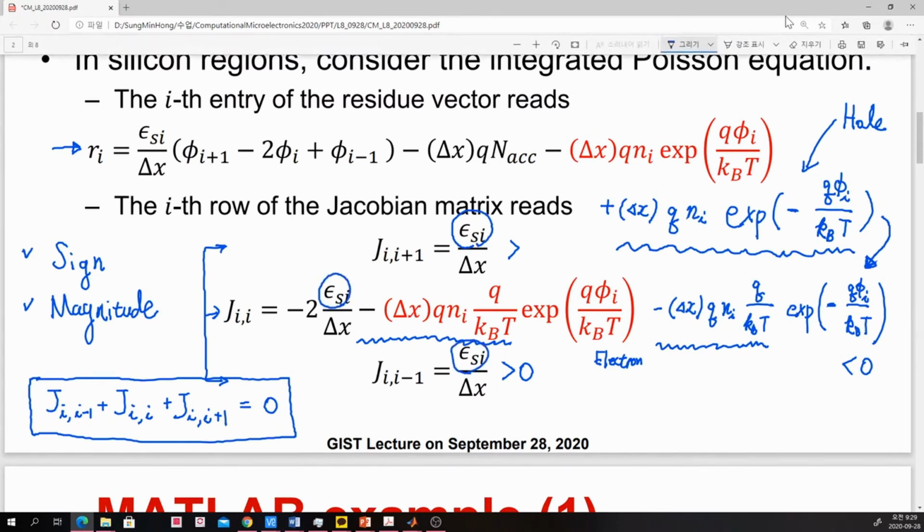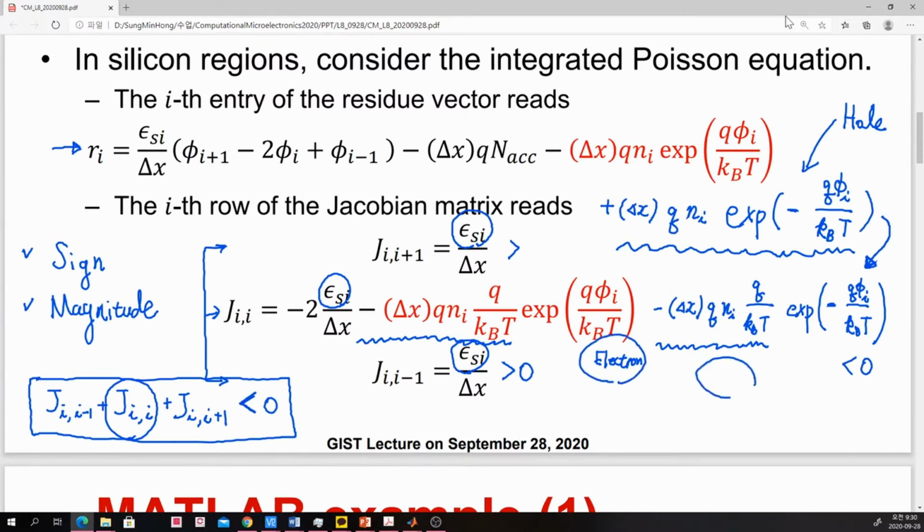Then how about the entire sum? When we consider this one, is there any relation between the sum and 0? So this one is always smaller than 0 because the electron contribution and the hole contribution both contribute negatively. So I wanted to summarize.